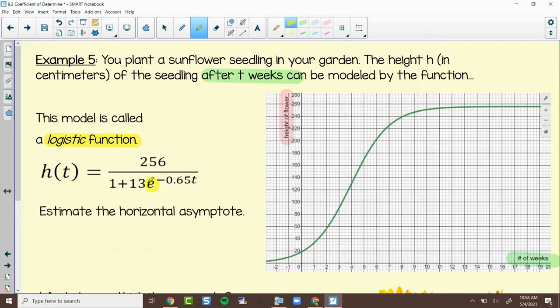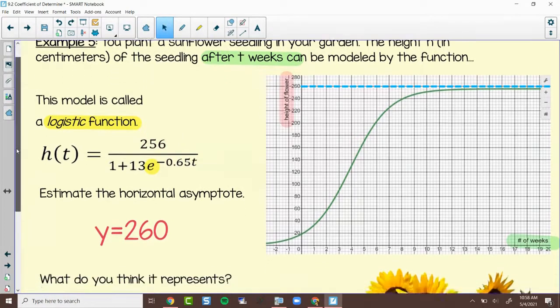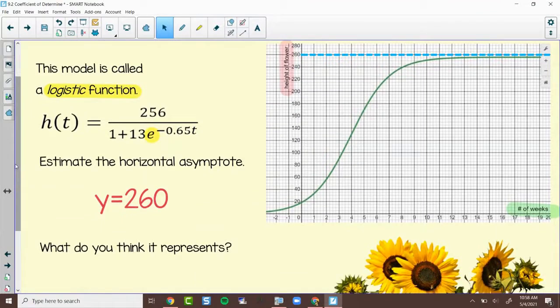So on this one, let's go ahead and estimate that horizontal asymptote. It's kind of getting close. So maybe somewhere around 260-ish, maybe that. Fun fact, it's actually 256, but don't worry about it. I would estimate it to be around 260. So really try to think about, what does that represent in this situation?